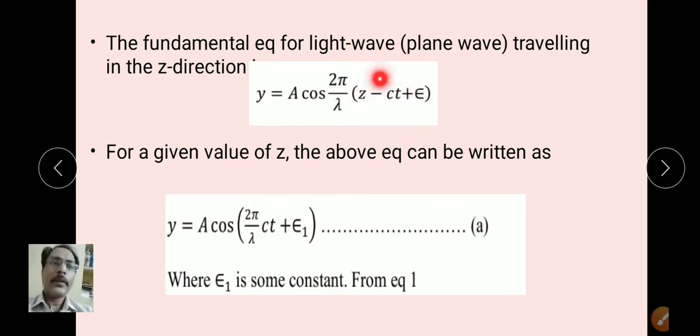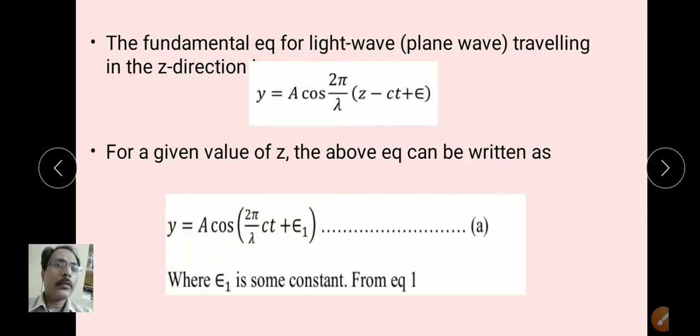This is the phase value, so this phase value is considered. After that, by using the Fourier transformation equation, we will finally get this equation, and by using it we will calculate the values we require. For a given value of z, the above equation can be written as follows. If we know the value of z, meaning where the point of the particle is moving, then we just write the equation in this form.